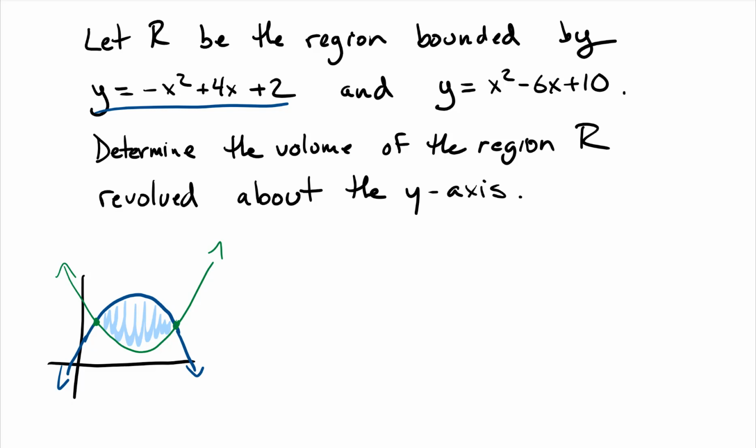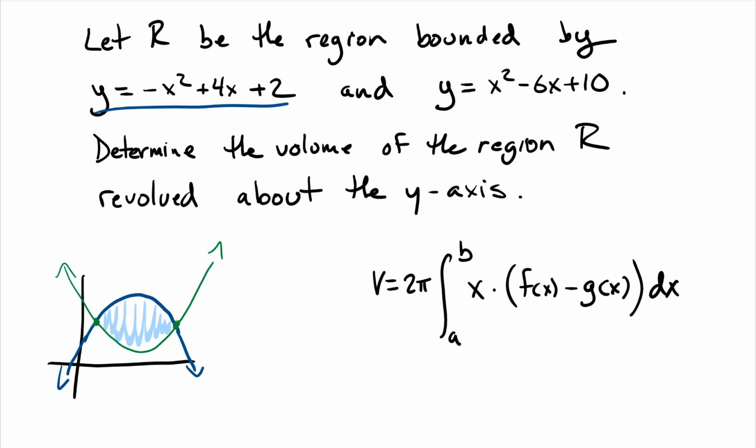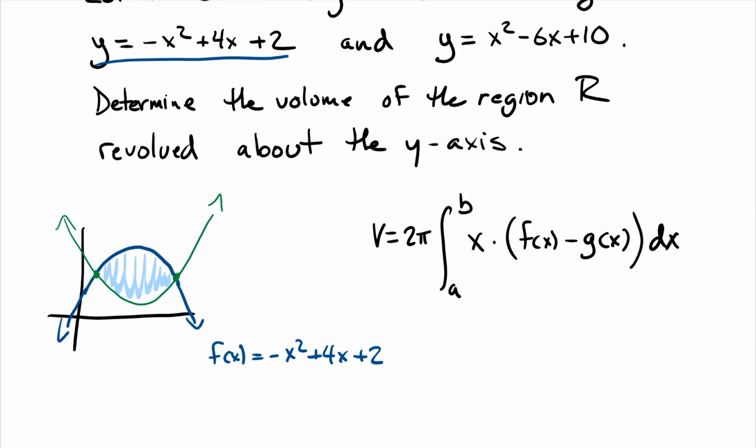So that means we're going to have two different functions. Since we're going about the y-axis, our volume is going to be 2 pi, the integral from a to b of x times, and now since we have two different functions, some f of x minus some g of x dx. So why don't we call f of x the top function, that parabola that's facing down, and we'll call g of x the parabola that's facing up.